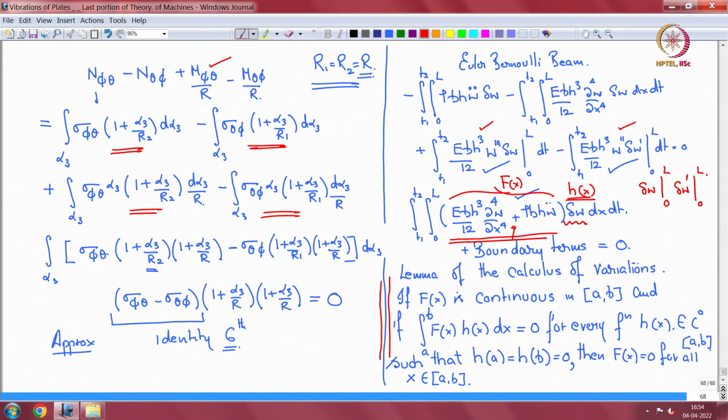Now you have a delta w just like h of x, which is 0 at the boundary points. That's how we chose it. And then this is a continuous function. So the lemma says that this coefficient term has to be 0.